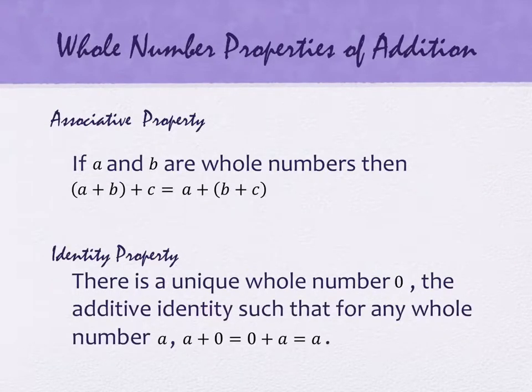Another property that's used behind the scenes quite a bit is called the associative property. The associative property says that I can regroup numbers. So A plus B, added together first, and then adding C on, is the same thing as adding B plus C and then adding A on. We work inside parentheses before we move to the outside of parentheses.